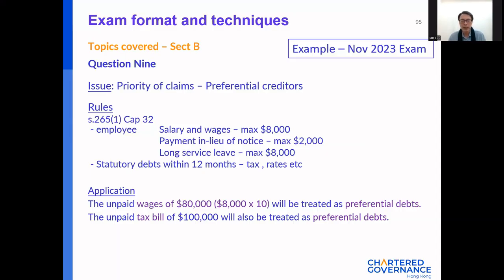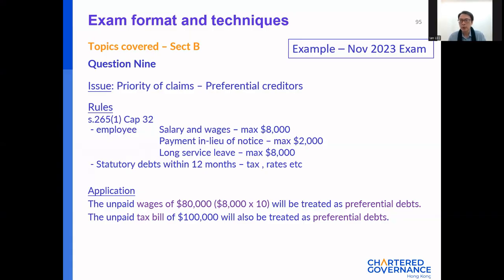So in terms of application, apply to our story. You can see it says there are unpaid wages of 80,000. There are 10 employees, so the maximum is 8,000, okay? So what it's saying is the first 8,000 for each employee will be ranked as preferential creditors. So if there are 10 employees, the first 80,000 of the full amount owed to employees will be treated as preferential creditors, and the remainder, of course, will be treated as unsecured creditors.